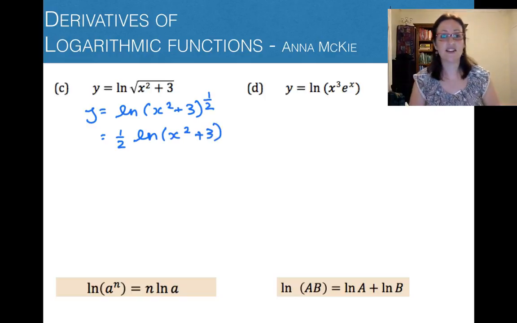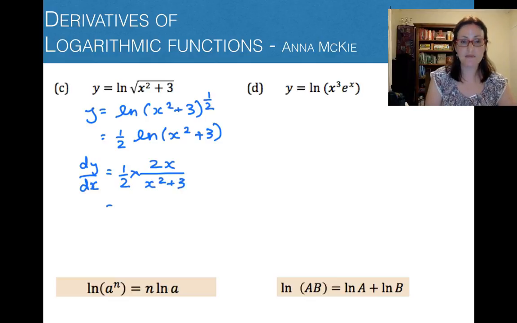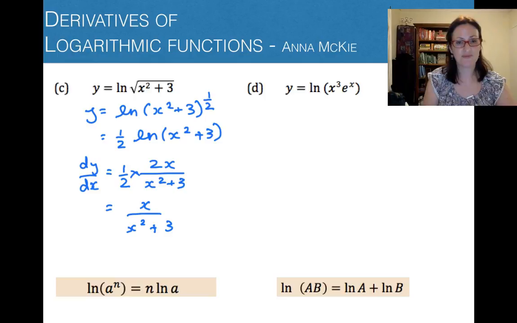Now we can go ahead and differentiate. So dy by dx, we will leave the half there, and as previous rules tell us, you differentiate this part, it'll be a fraction. We put a times there, we get 2x over the function, and let's simplify that slightly, tidy up those 2's, x squared plus 3. So x over x squared plus 3.